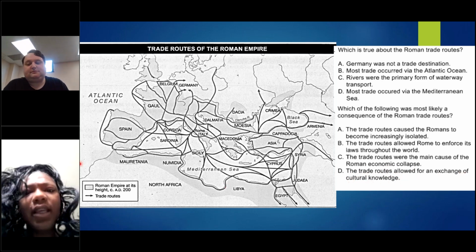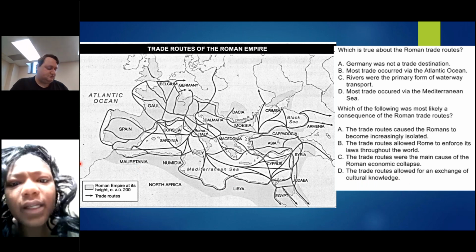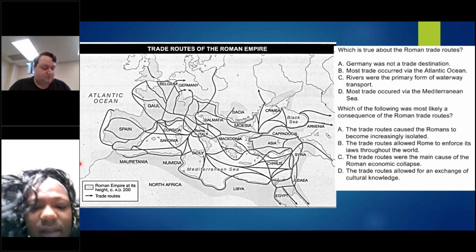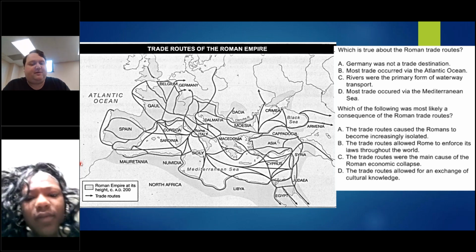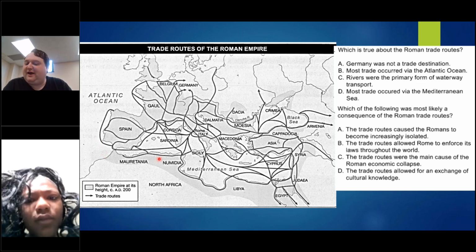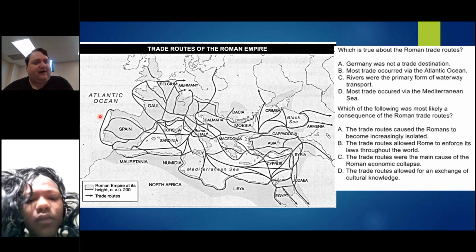I think it's D because the economy collapsed because of the rioting with the citizens. Excellent, excellent. Yeah, the collapse comes from corruption and internal problems. And the trade routes allowed cultural knowledge to spread from all of these different countries. And this is back when it was very hard to get from one place to another. So this was a really rare thing that the Romans had, all of these trade routes.